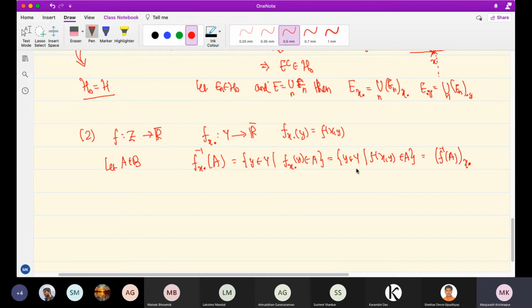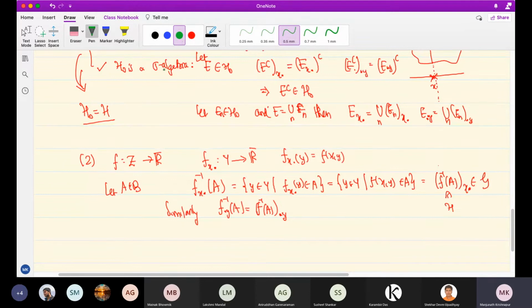What I'm saying is f inverse of A belongs to H, and so this belongs to G, because we have shown that for any set in H the sections belong to G. Similarly for f dot y. Okay, so that is okay.